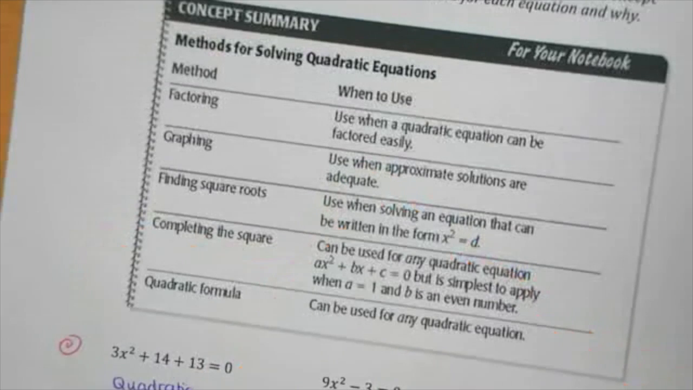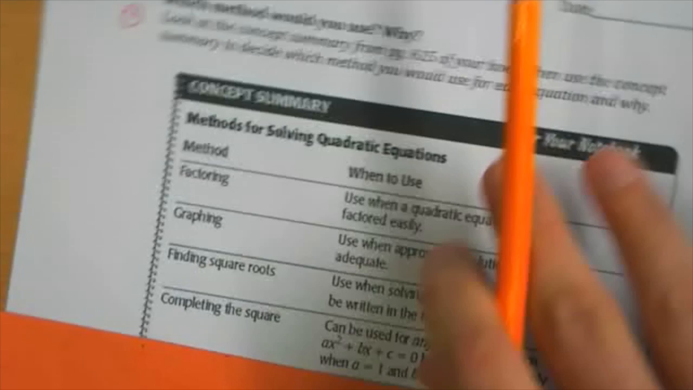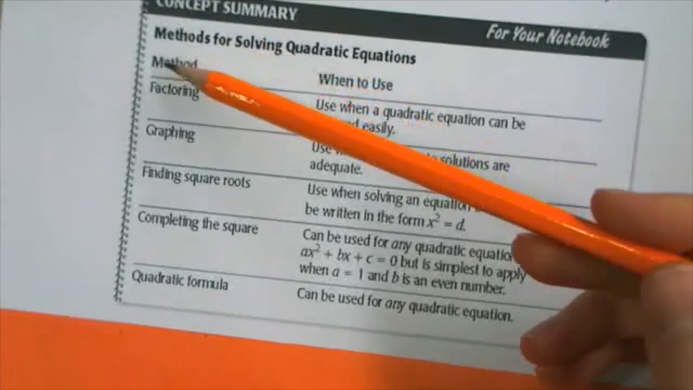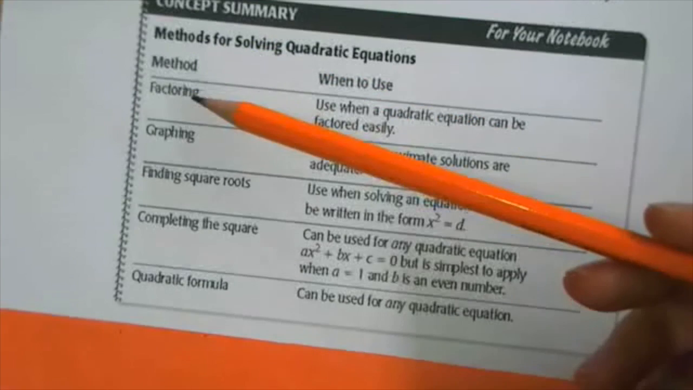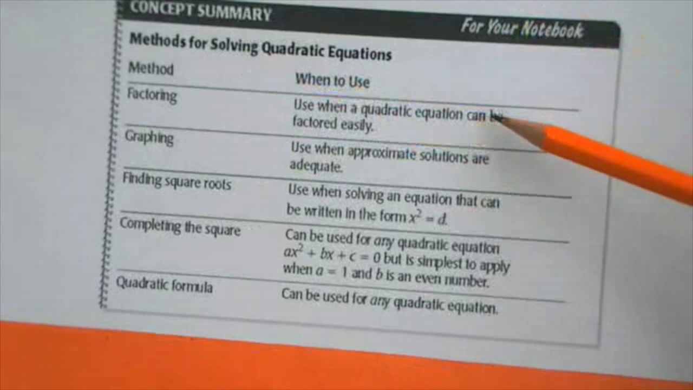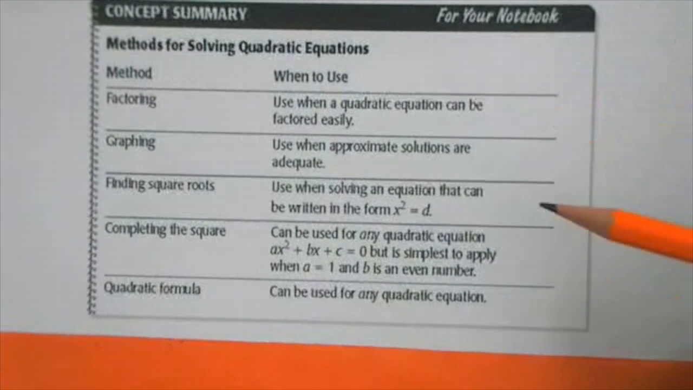I want you to look at the back here. Which method would you use and why? Look at the concept summary from page 615 of your book. It's all right here. What I want you to do is read through this, take a little bit of time to read the method and then when you would use that method. Just for example, factoring is used when a quadratic equation can be factored easily. When you can look at that and be like, wow, that's easy to factor. Go ahead and look through those.